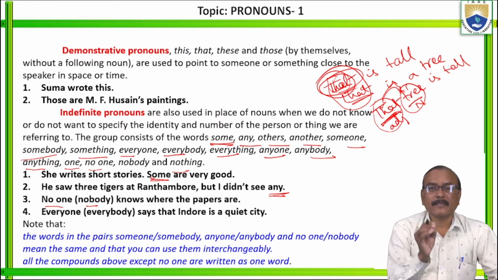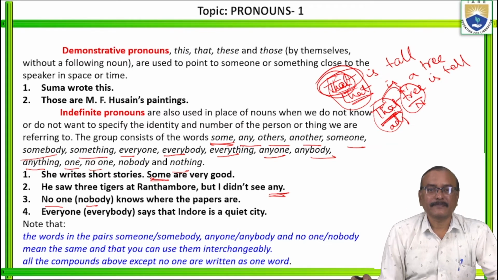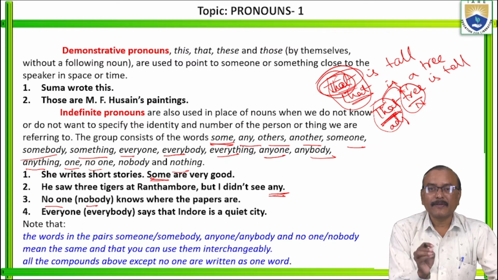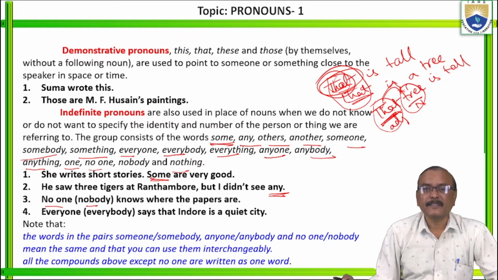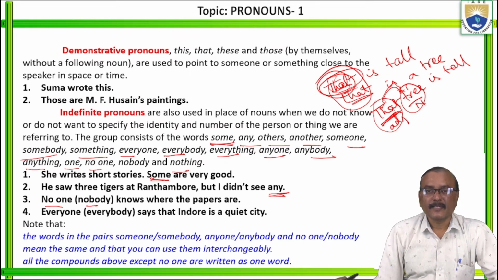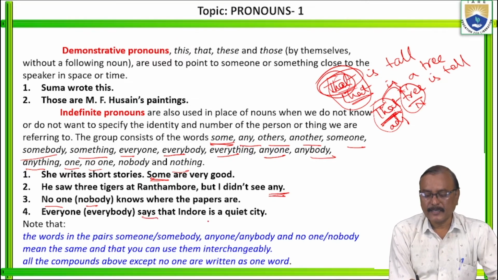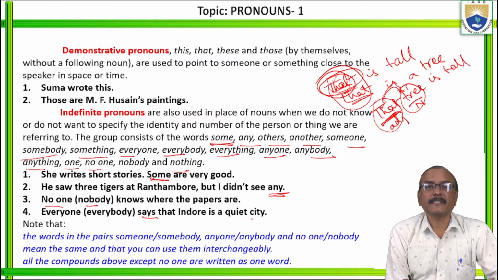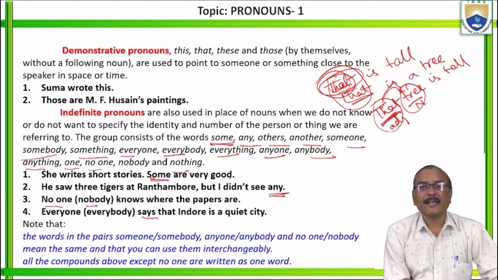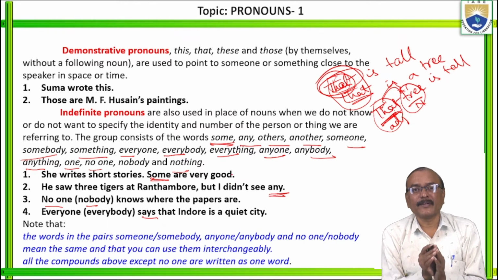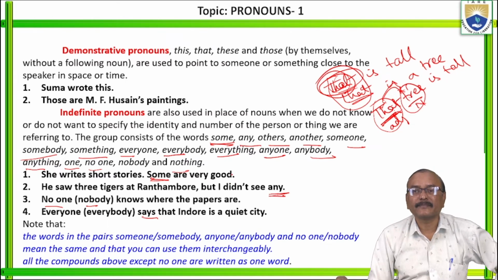We are not finding out any specific person. The pronoun is not representing any specific person. Is it clear? Everybody or everyone says that Indore is a quiet city. Remember guys here: no one, everyone, everybody, nobody, anybody. These are singular pronouns only.